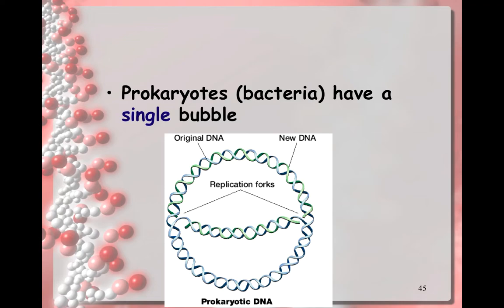Prokaryotes, on the other hand, those bacteria, they just have a single replication bubble. And they only have a single replication bubble because there is just one single chromosome in that cell. And so they have two replication forks instead of many replication forks. So originally, we had the blue DNA. And that blue DNA is being replicated and filled in with this green DNA. So you can see half of this chromosome is copied DNA, and the other half is still the original DNA, and we'll end up eventually with two identical circular chromosomes for this bacterial cell.